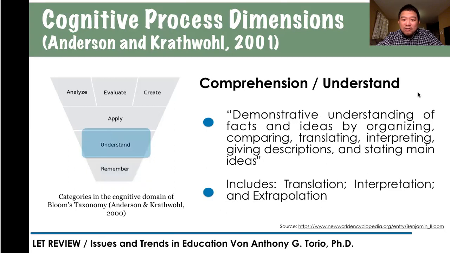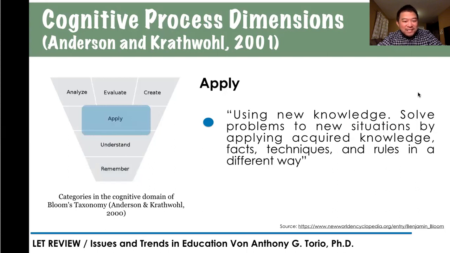For the second level in the cognitive domain, understand, it's described by the same reference, New World Encyclopedia, to be demonstrative understanding of facts and ideas by organizing, comparing, translating, etc. And it includes translation, interpretation, and extrapolation. The next level in the classification system is apply. And according to the same reference, it is using new knowledge, solving problems in new situations by applying acquired knowledge, facts, techniques, and rules in a different way.